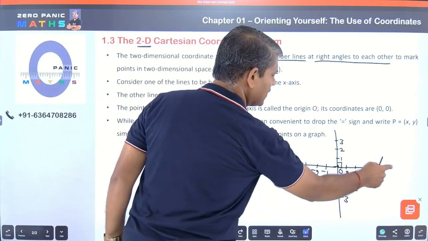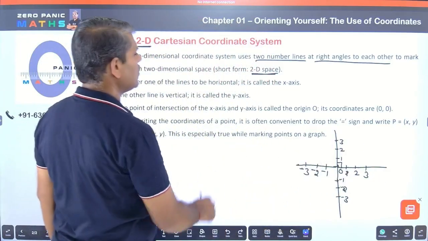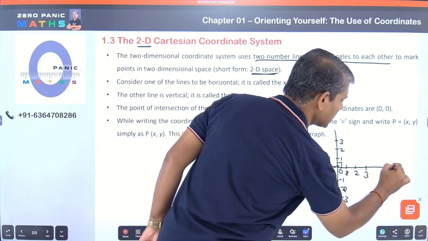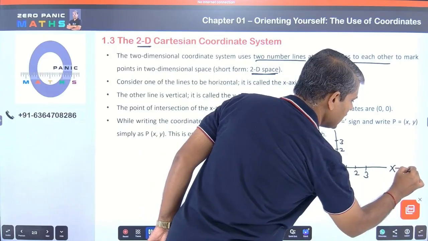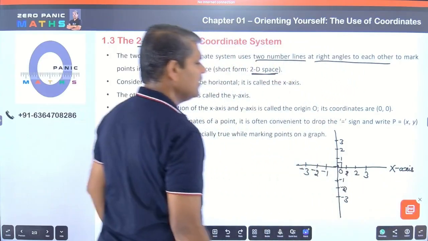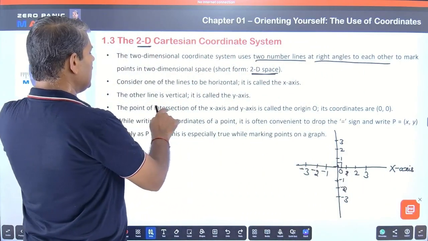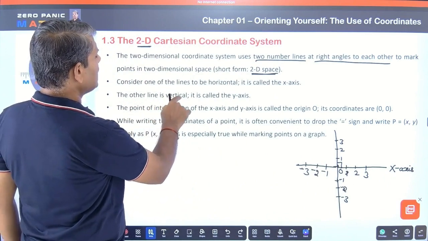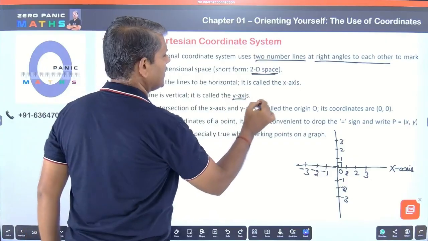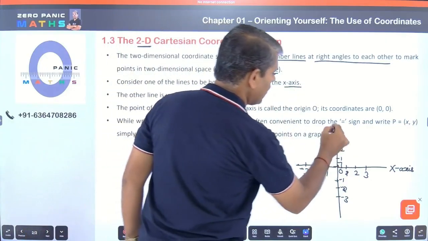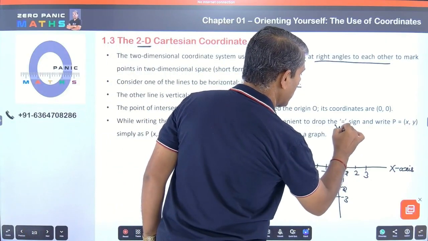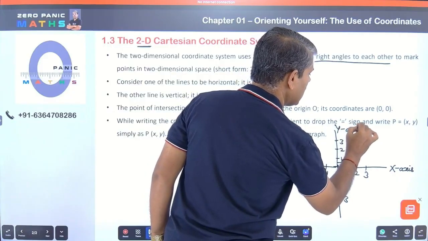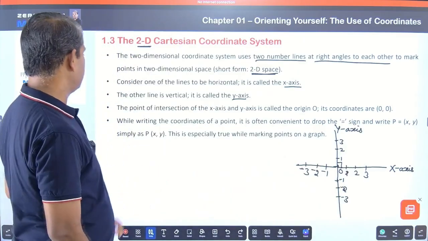So we have considered this is one of the lines which is horizontal, and that is called the x-axis. The other line is vertical and it is called the y-axis. This is the x-axis, this is the y-axis. It is a vertical one and it is the y-axis.